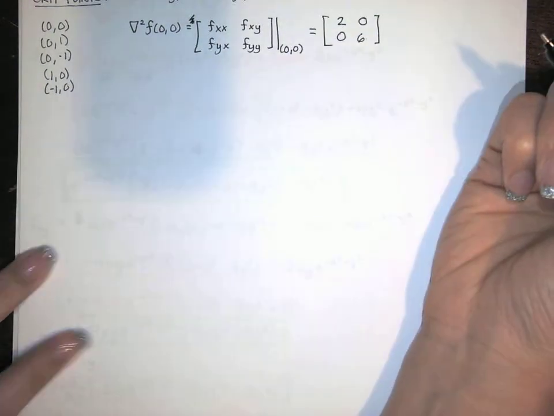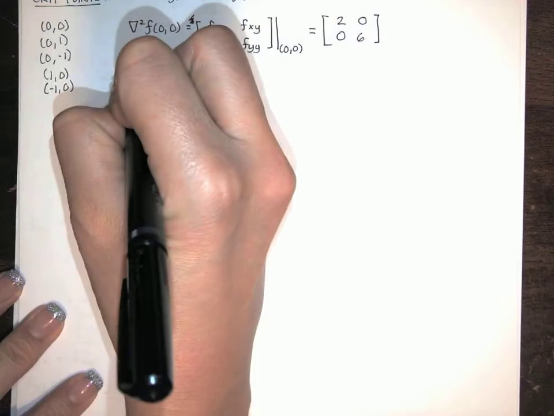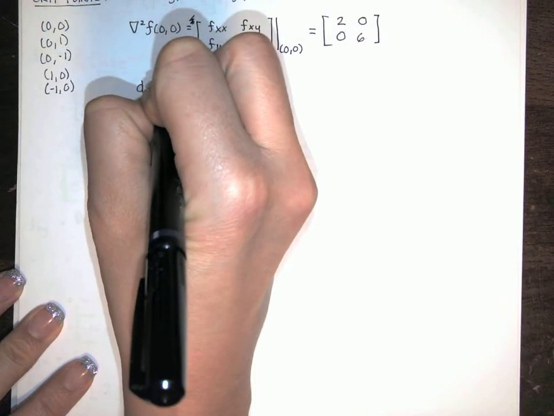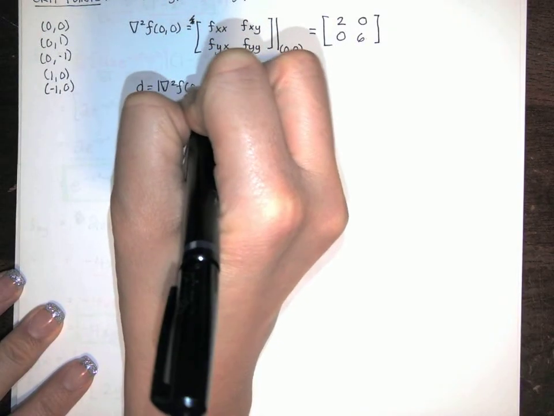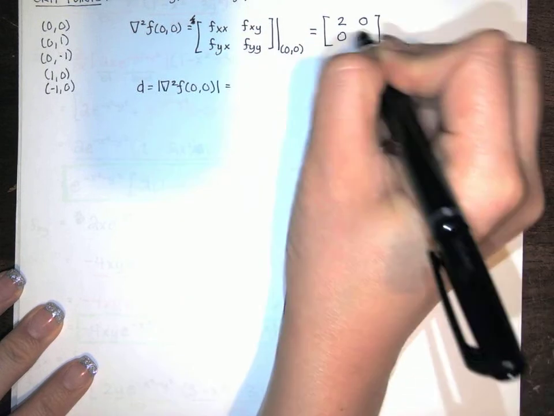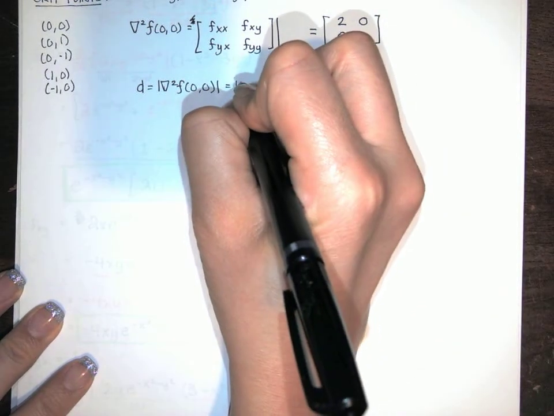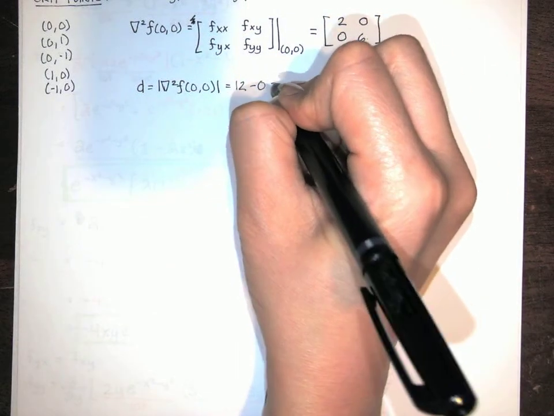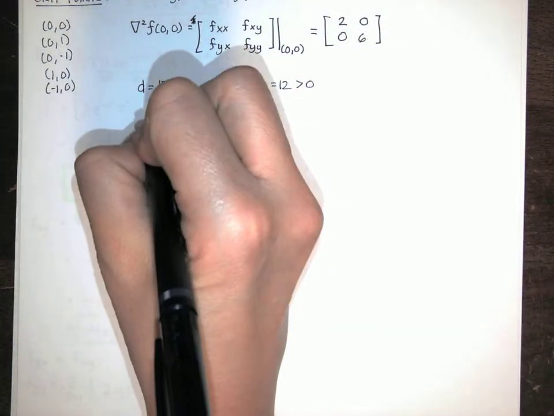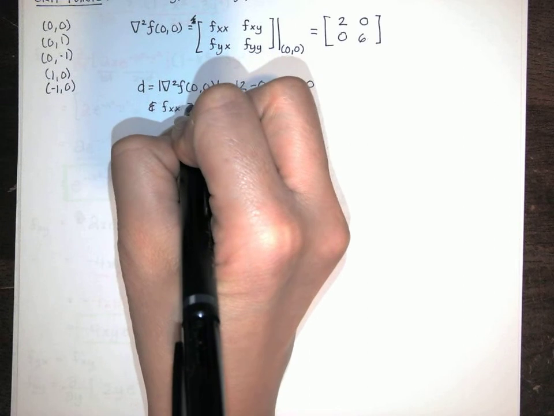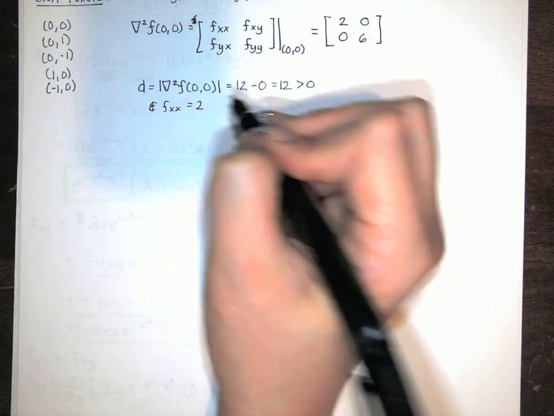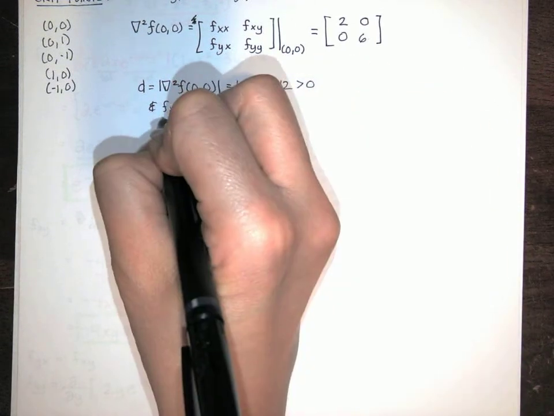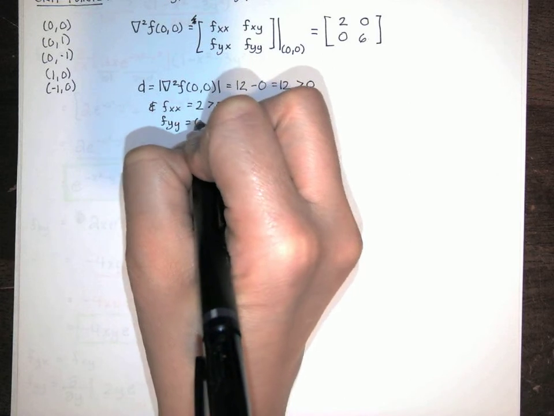Okay, that's the Hessian at that point. Now the determinant of the Hessian at that point just comes from multiplying across this diagonal, so we get 12, and then multiplying across that diagonal, getting 0, and then subtracting. The determinant is positive, and the second partial with respect to x is 2, so that's positive. And the second partial with respect to y is 6, also positive.